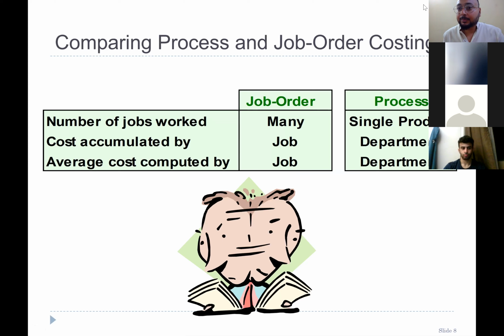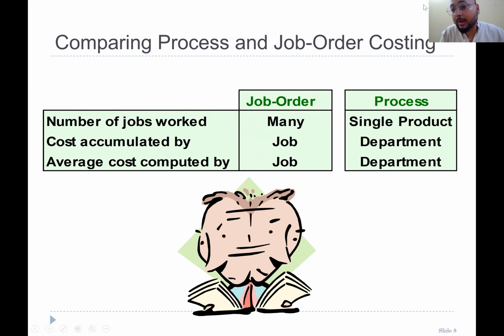When you compare process costing with job order costing, remember the number of jobs: in process costing, there is going to be a single product, while in job order costing, we have different products. In job order costing, cost is accumulated by the jobs. For example, in a furniture manufacturing unit, a worker with carpentry skills is making sofas, beds, dressings, stools, some chairs, some tables. The same skill set is applied on different products, so that's why cost is going to be accumulated by job.